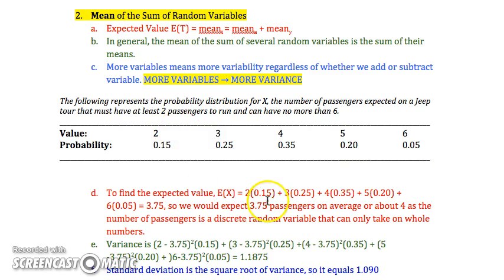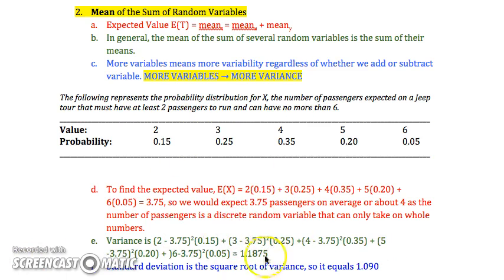Here's a little example that you can look over. You can pause now about a Jeep tour and the probability distribution. We're looking at the expected value, the variance. So this is nice, just review. You can try this on your own, calculating those things, and then check here. Also a way to check your free response.